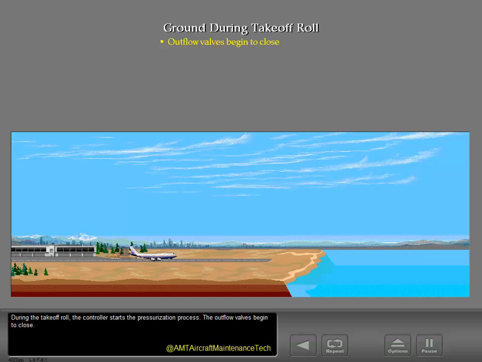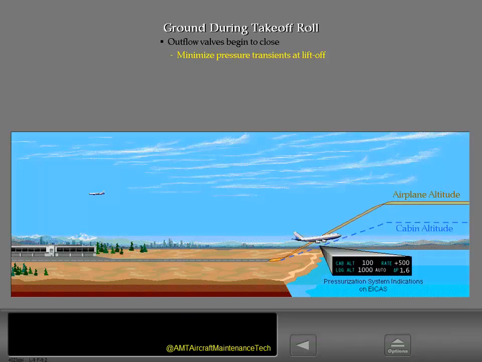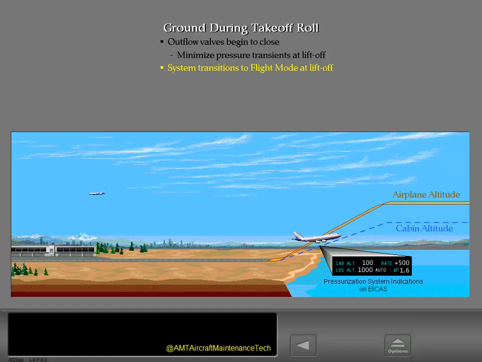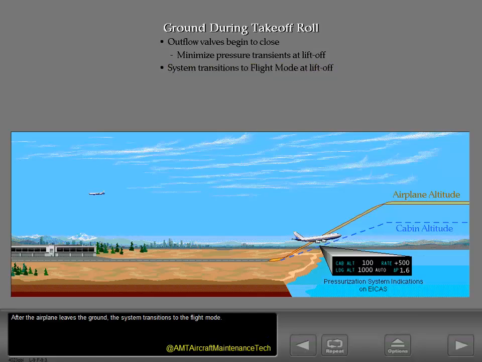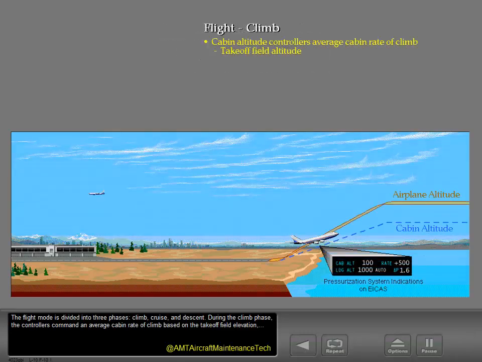During the takeoff roll, the controller starts the pressurization process. The outflow valves begin to close. This pre-pressurization process minimizes pressure transients during liftoff. After the airplane leaves the ground, the system transitions to the flight mode. The flight mode is divided into 3 phases: climb, cruise, and descent.